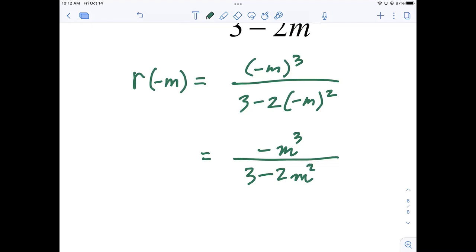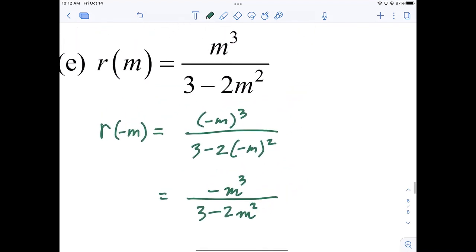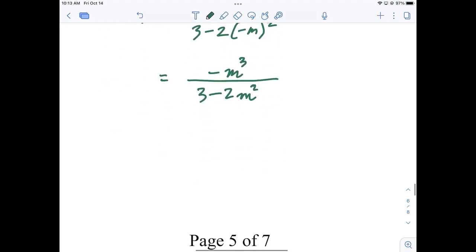So we compare this to the original, and we ask, is it the same? No, it's not the same. Is it the opposite of the same? What would opposite of the same look like? Well, the negative M in the top is really a negative 1 times M cubed. I can bring that negative out front, just like if there were a 5 there, I could bring the 5 out front. So I could write this as negative M cubed all over 3 minus 2M squared.